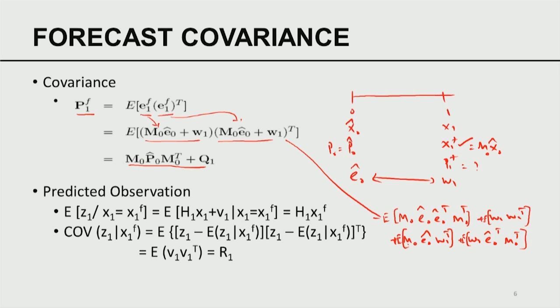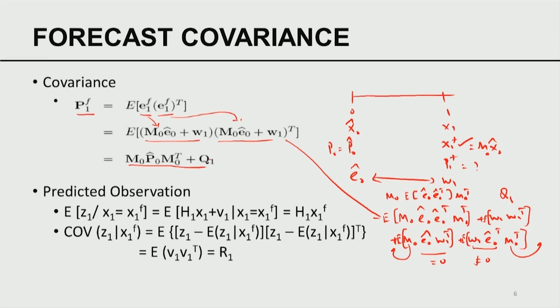Now m0 being a constant, it comes out. This is the previous analysis. This is the future noise. These are uncorrelated. So this product is equal to 0. M0 comes out. This is the next noise. This is the previous error. So this term is 0. This term is essentially the noise covariance Q1. This is essentially M0 E of E0 E0 transpose M0 transpose, and what is that? That is P0. Therefore, we get the expression M0 P0 M0 transpose plus Q1.